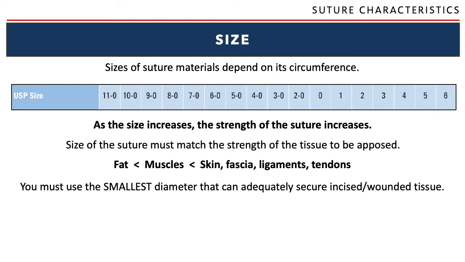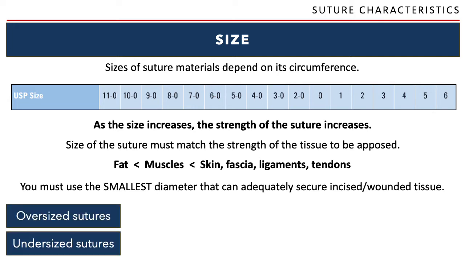All right. Now, why do we have to use the smallest diameter? Bakit hindi natin pwedeng, halimbawa, lakihan? If 3/0 is the smallest diameter that could suture skin, why can't we go to a stronger size of suture? Okay? Because there will be a mismatch. You would want to match the strength of the suture and the tissue.